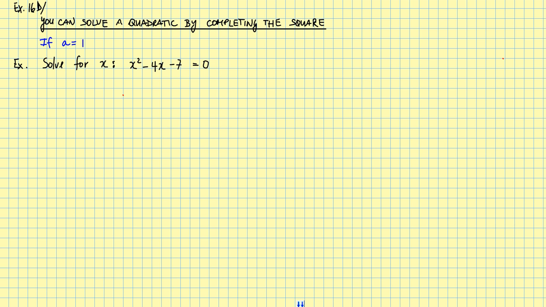So as I was saying, if we had x squared minus 4x minus 7 equaling 0, and I wanted to solve for x in this quadratic, I would probably start by looking at this and asking, what two numbers multiplied give me -7 and added give me -4? There is no such number.